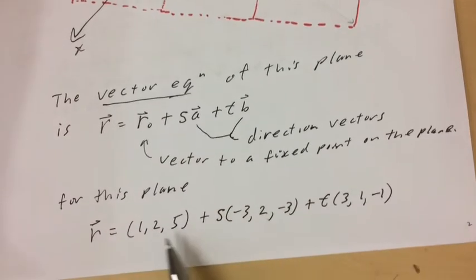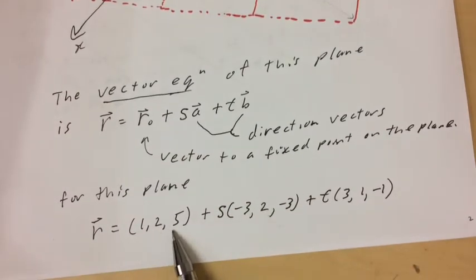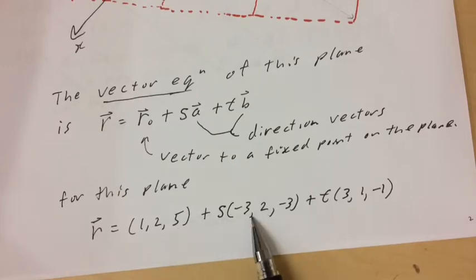For this specific plane, we've got r equals 1, 2, 5. Okay, that's the r naught, and here's the a and b vectors put in. Okay, so that's that plane.